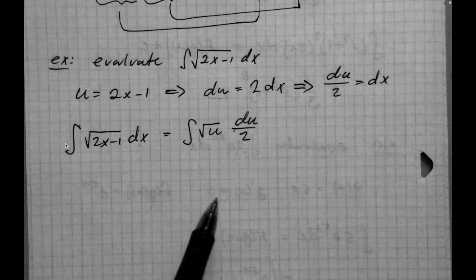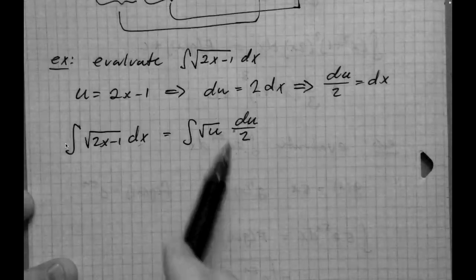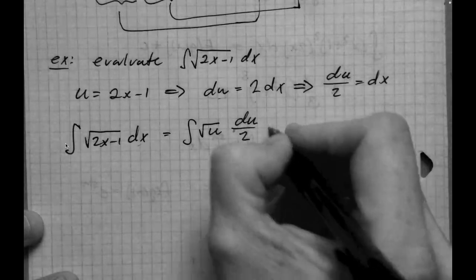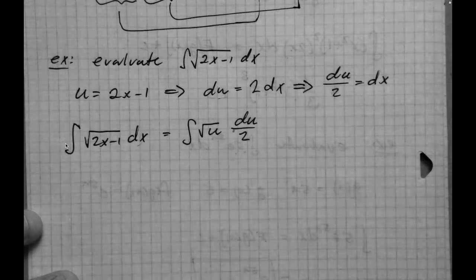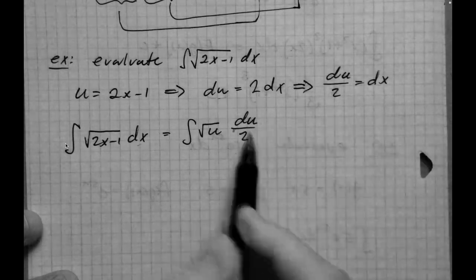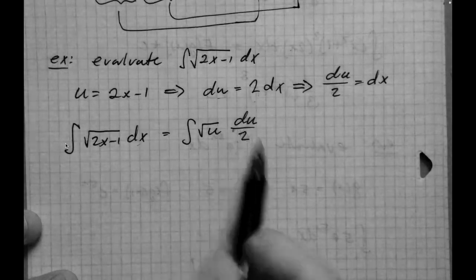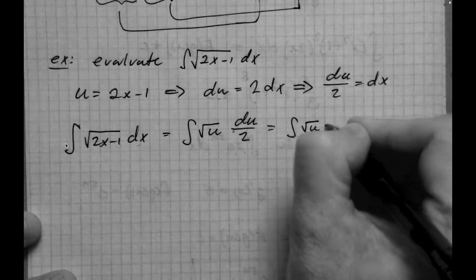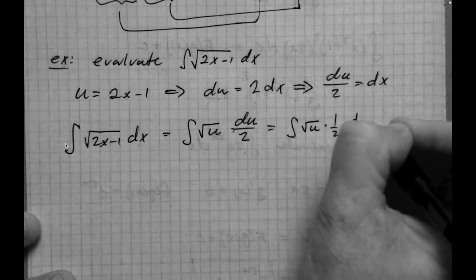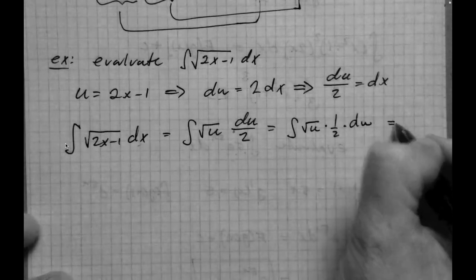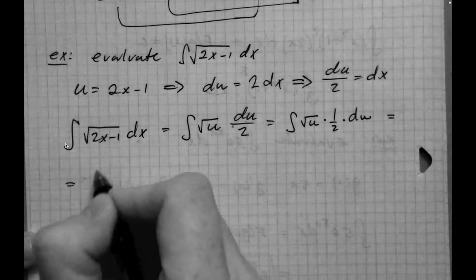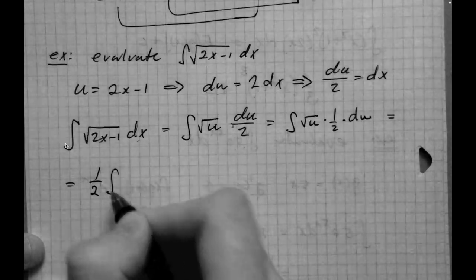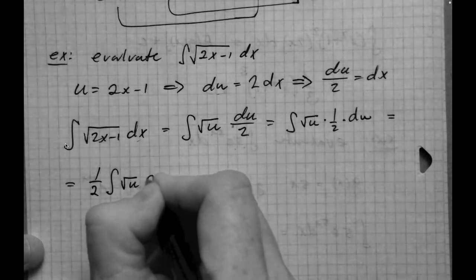This can look a little cumbersome at first, but after you mess with it a few times, you recognize this is really just 1/2 times du. So let me write that explicitly. So this is the square root of u times 1/2 times du. And then what you obviously would want to do here is write this as 1/2 times the integral of the square root of u du.